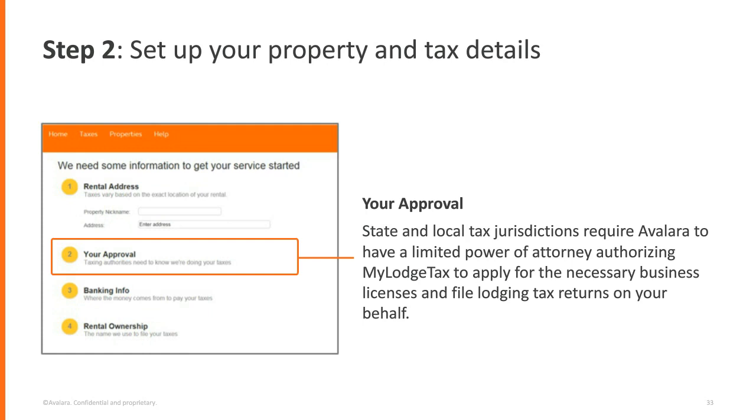The second step is a big one that we get a lot of questions about, and that's the limited power of attorney document. Now, this is a very limited power of attorney, which includes the scope of only applying for the necessary tax accounts, filing the tax returns that are required for your rental property, and perhaps interacting with a tax jurisdiction to make sure that your tax accounts are up to date. MyLodgeTax does not assume any other authorization except interacting and filing the tax returns for your short-term rental property.